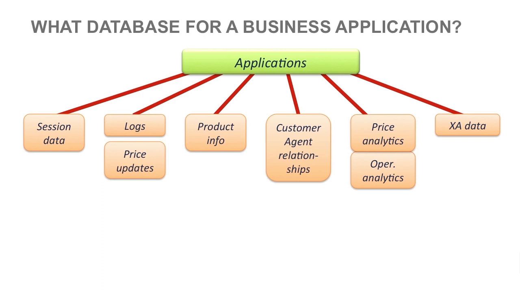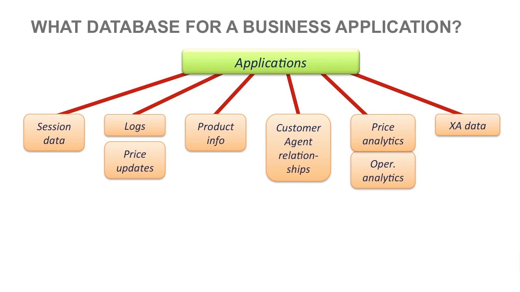We have product information. Our products come with a variety of descriptions, depending on our vendors, and some of them would have very different organization than the others. Then we have a system that is dealing with customer-agent relationships. Customers and agents can enter into a variety of relationships, and we may also have to deal with distributors and manufacturers, and one entity can play various roles. Then there is the price and operational analytics. They will be dealing with large volumes of data. We also have transactional data from our e-commerce systems.